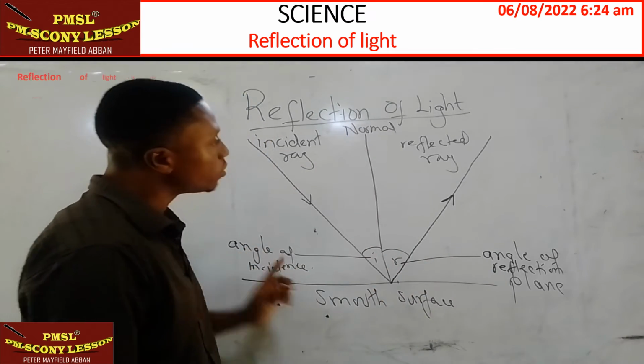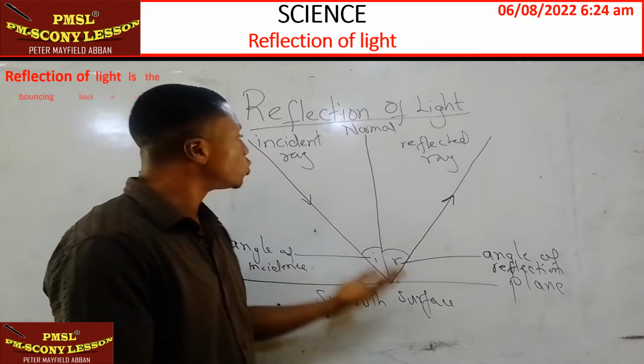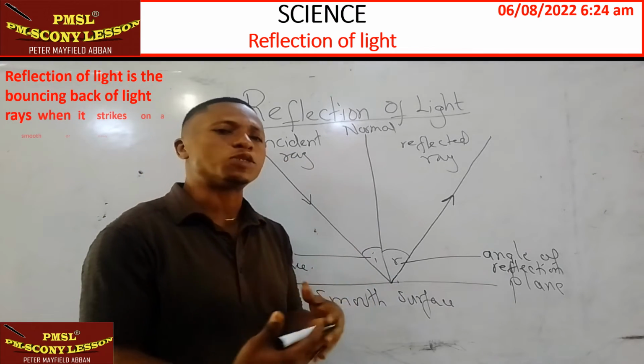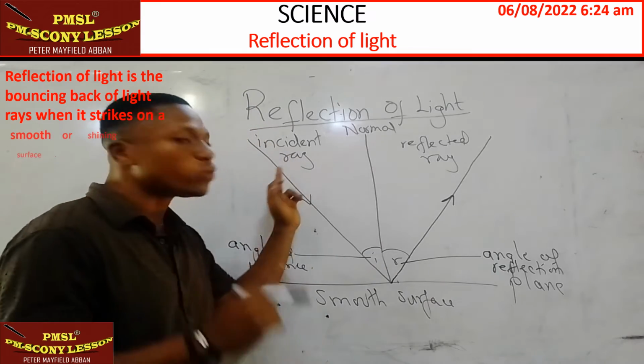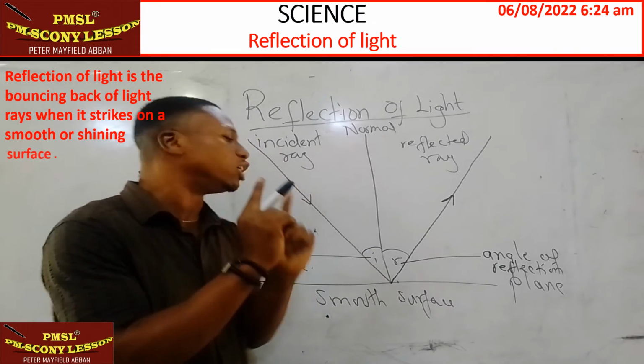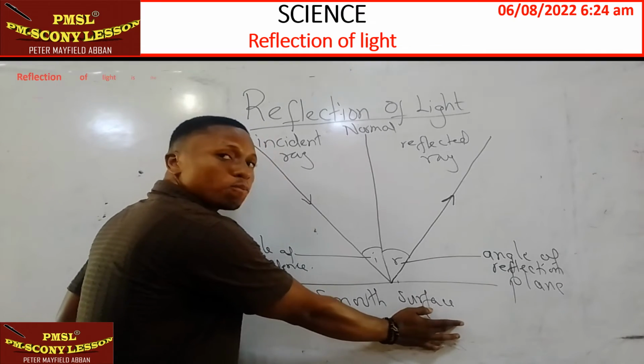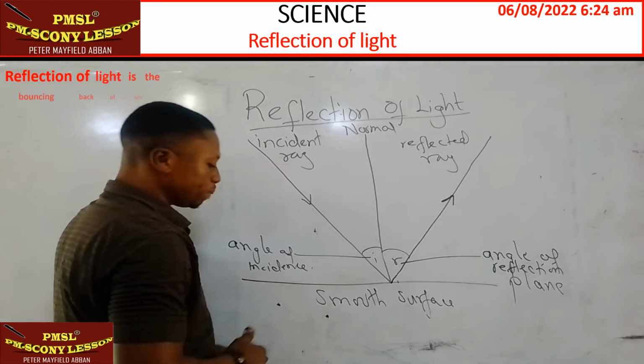Now that we know the meaning of angle of reflection, angle of incidence, and normal, let's go to the incident ray. What is an incident ray? An incident ray is a ray that is directed towards the smooth surface.